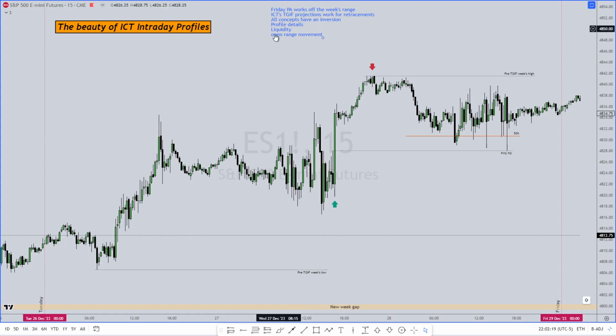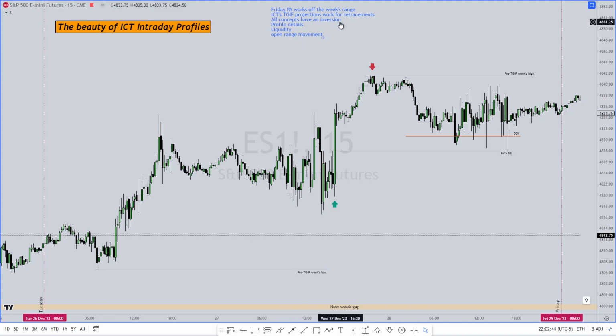There's my cheat sheet for today. I want to first look at how the week was seeming to shape out, and then how these intraday profiles can actually help to confirm or invalidate a certain bias that may be held for the week. So we had a low of the week here for Tuesday, ignoring Monday's price action as a holiday, and we had a high of the week here.